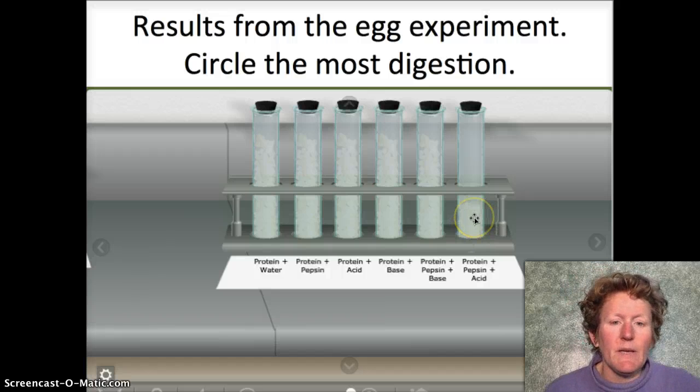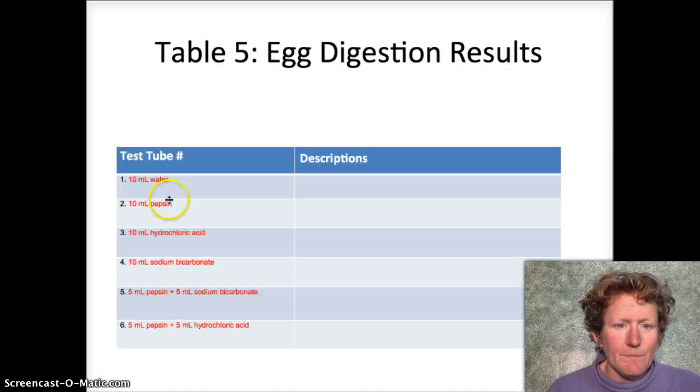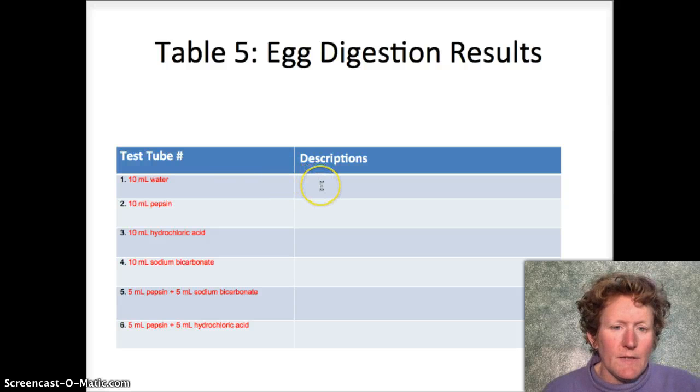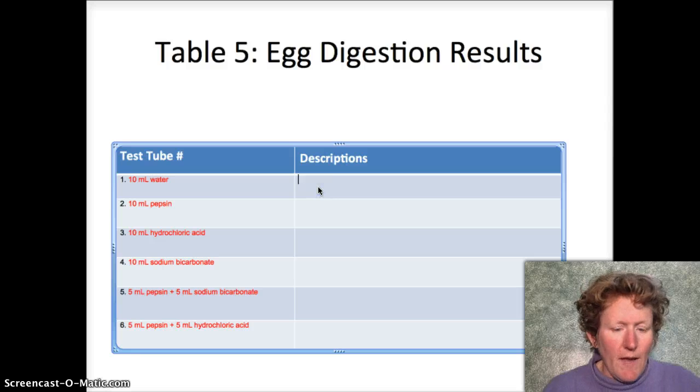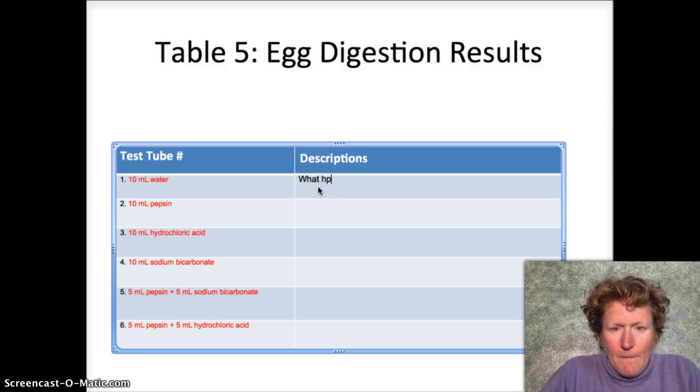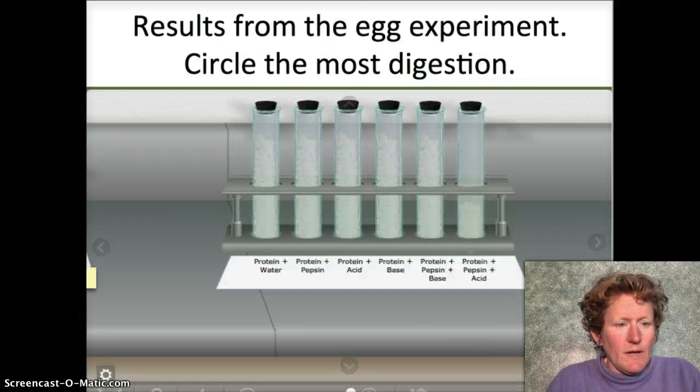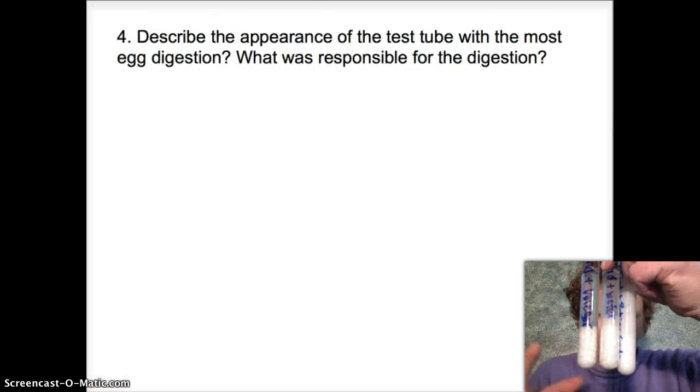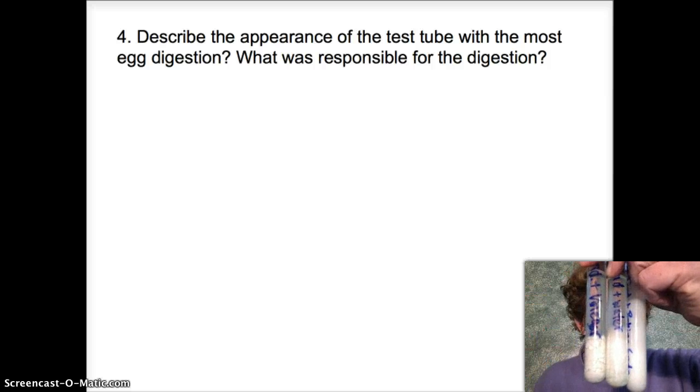Remember, pepsin works in the stomach, which is conditions very similar to having hydrochloric acid in the test tube. So here are the egg digestion results. This table is table 5, and write down a description of what happened to the eggs in this table. And I'll go back to this slide so you can check it out, pause the video, and record your observations. I have some test tubes here to answer your lab question 4.